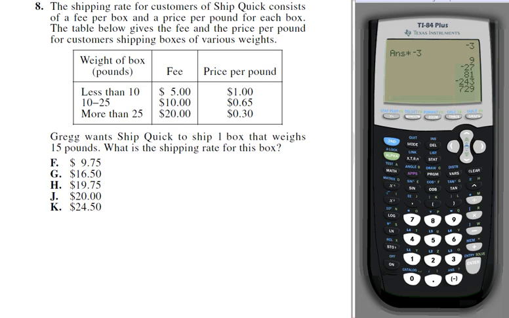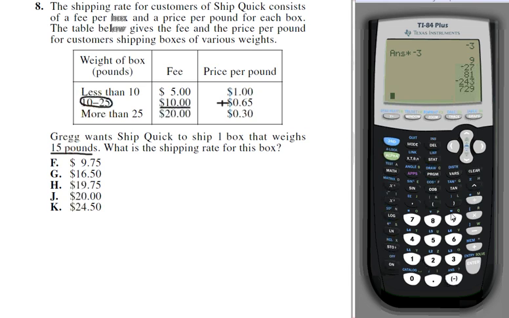The shipping rate for customers of ShipQuick consists of a fee per box and a price per pound for each box. The table below gives the fee and the price per pound for customer shipping boxes of various weights. So they give me the weights, the fee, and the price per pound. Greg wants ShipQuick to ship one box that weighs 15 pounds. What is the shipping rate for this box? Okay, so it gave us 15 pounds, that means it's going to be between 10 and 25 pounds. So here's my fee, and then I'm going to add on that price per pound.